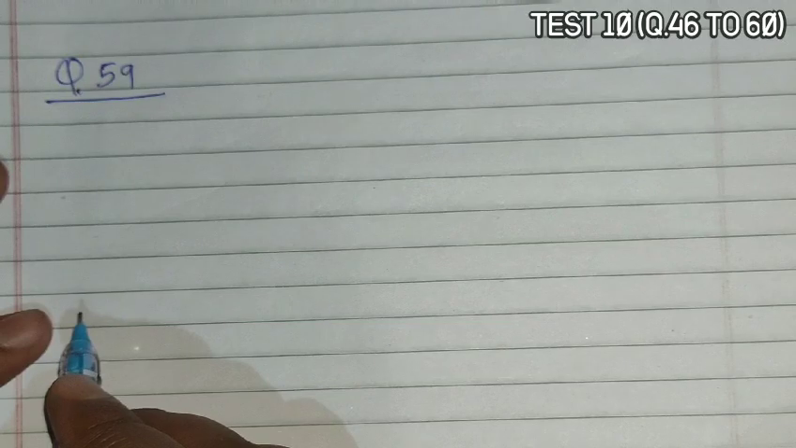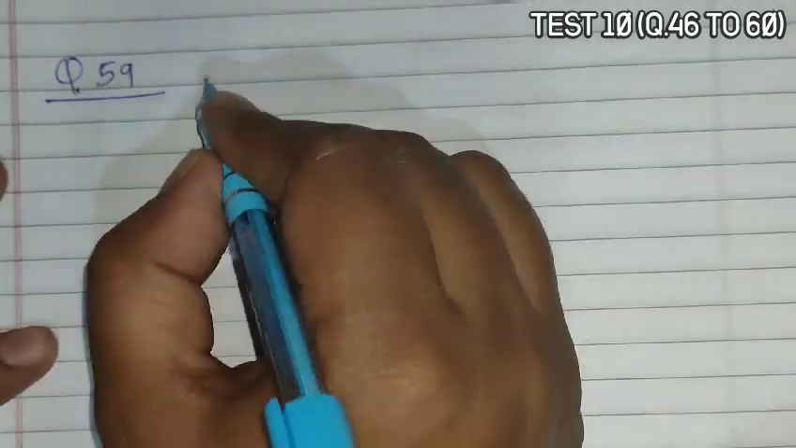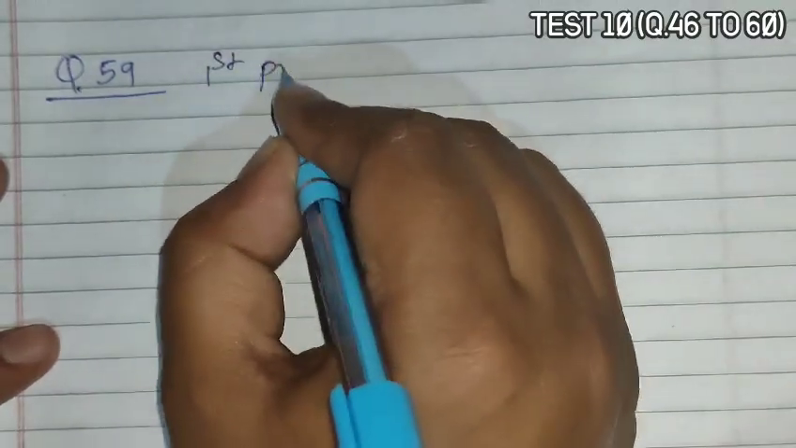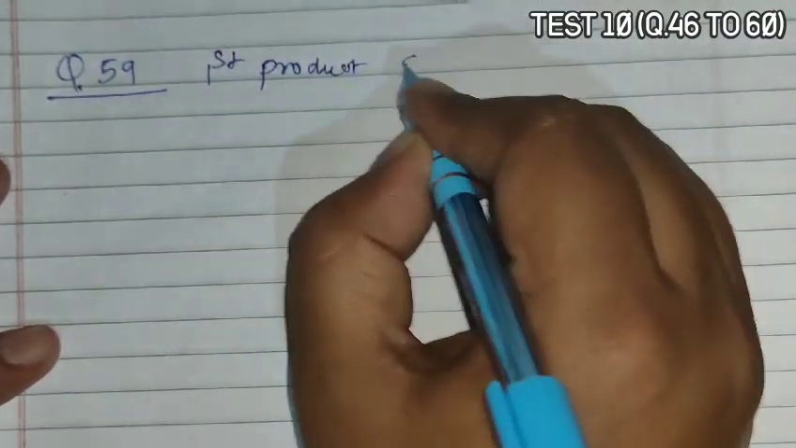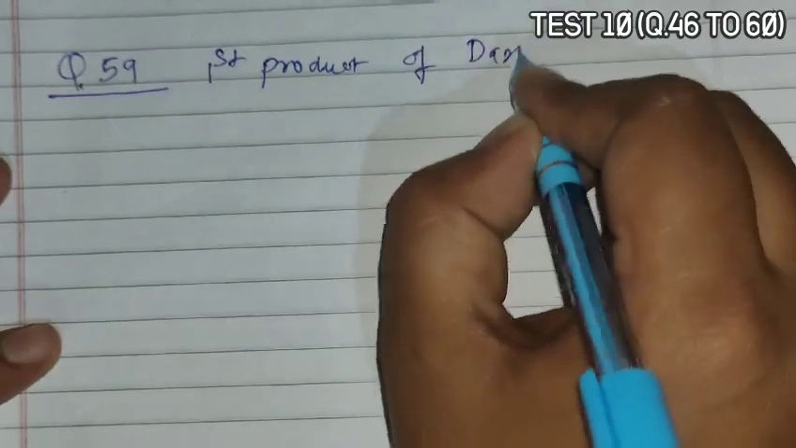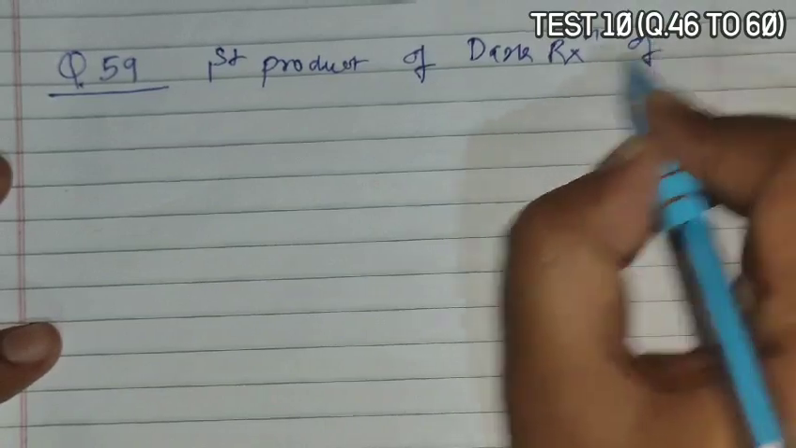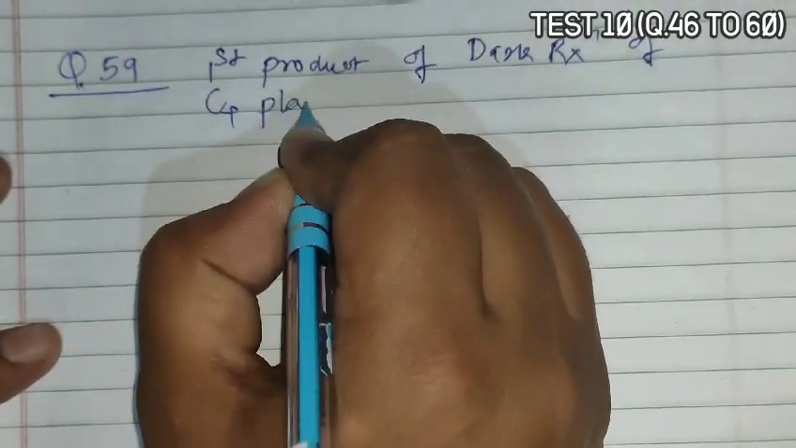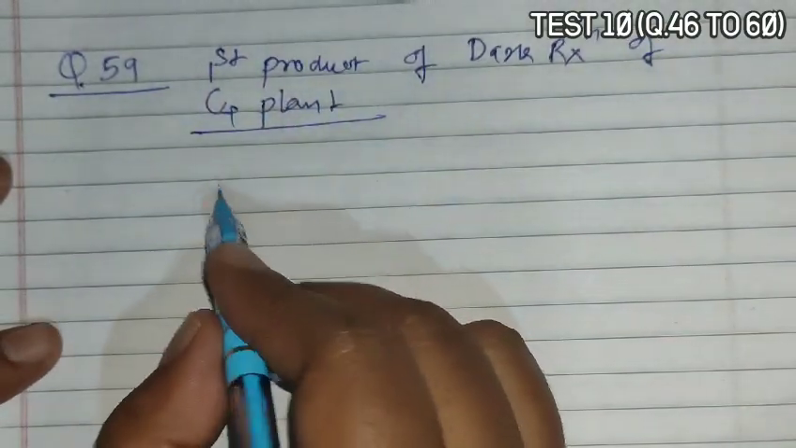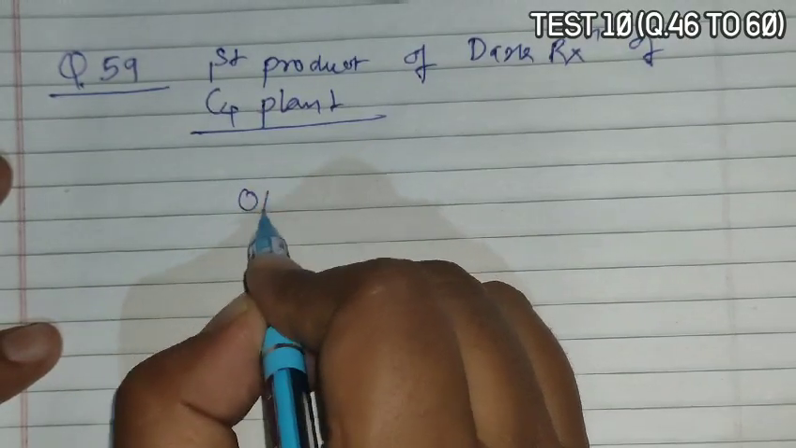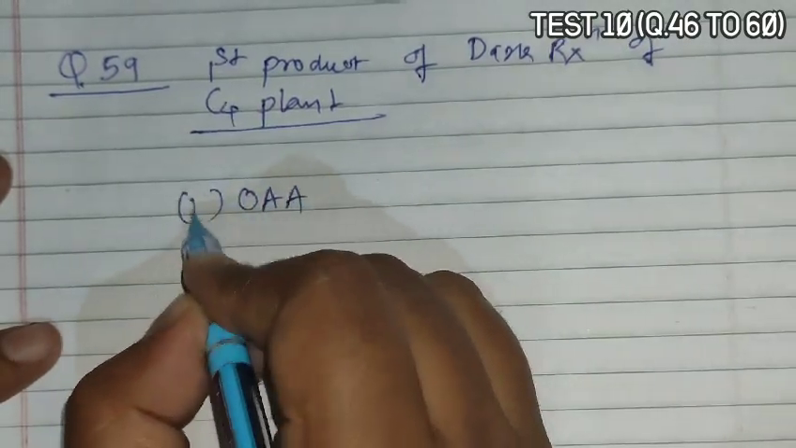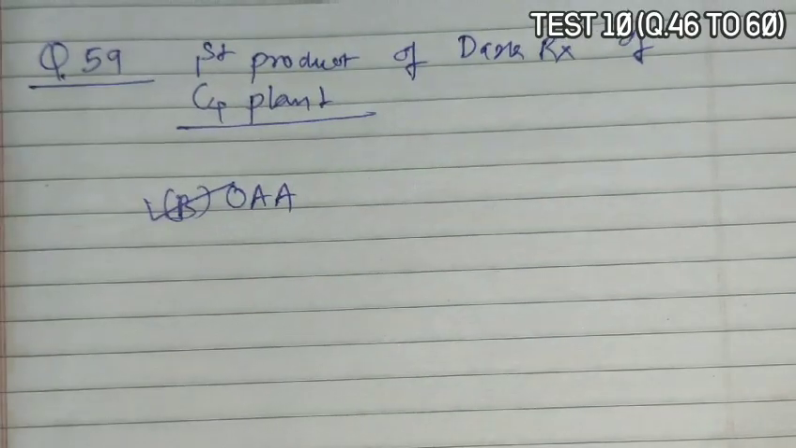Next is question 59. Question 59 asks which was the first product of light reaction of C4 plants. Please make a correction in the question: first product of dark reaction of C4 plants. The first product is a C4 acid, that is oxaloacetic acid. So B becomes the correct answer.